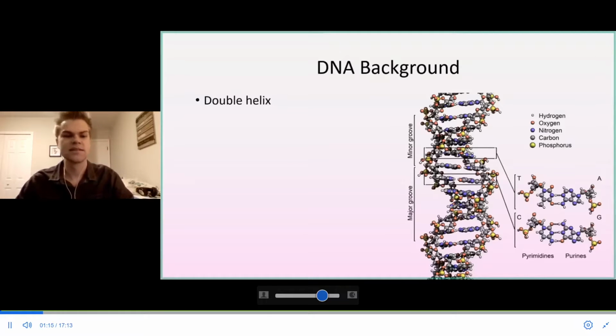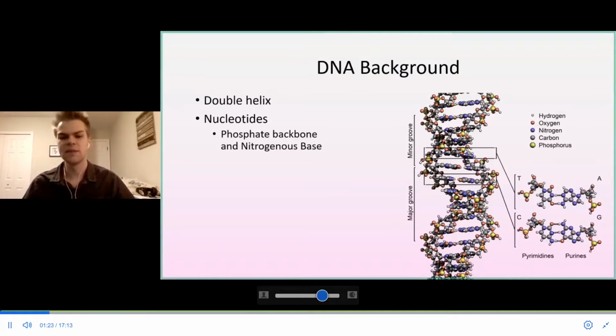Each DNA strand consists of nucleotides strung together, and each nucleotide has two parts of interest to us: the phosphate backbone, which makes up the side of the DNA molecule, and the nitrogenous bases, which jut inwards to form the rungs of the ladder, and they bond to each other to form those hydrogen bonds that I talked about.